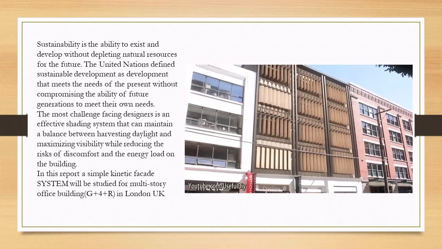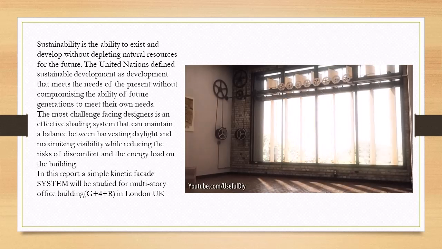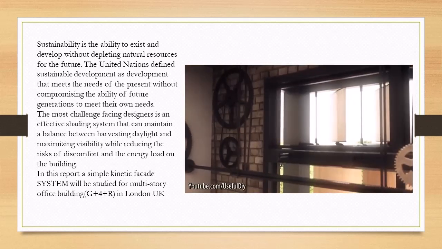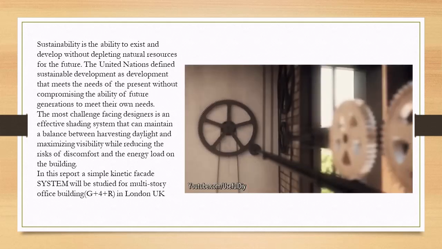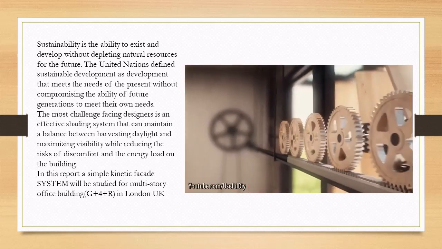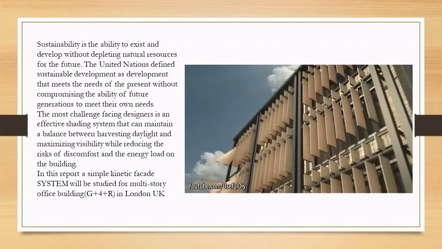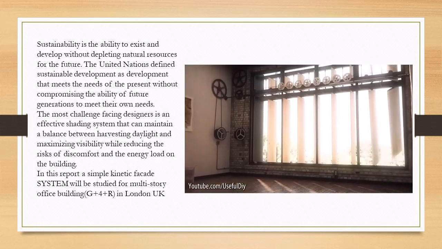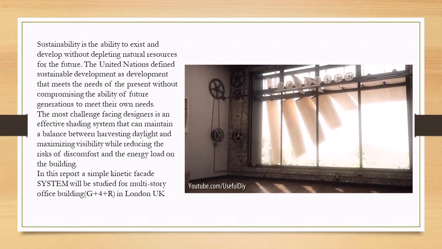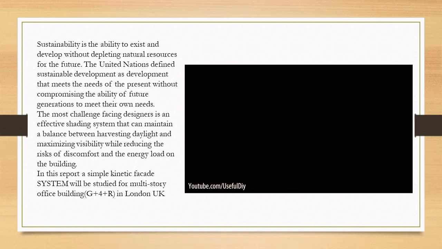Sustainability is the ability to exist and develop without depleting natural resources for the future. The United Nations defines sustainable development as development that meets the needs of the present without compromising the ability of future generations to meet their own needs. The most challenging thing facing designers is an effective shading system that can maintain a balance between harvesting daylight and maximizing visibility while reducing the risk of discomfort and the energy load on the building.